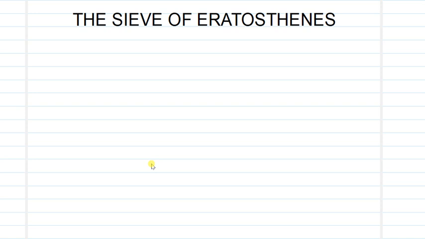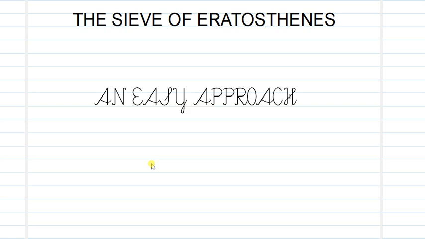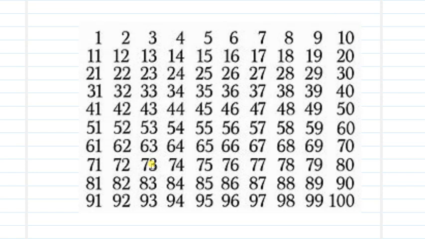So let us see how we can learn about the sieve of Eratosthenes, and also learn an easy approach to finding all the prime numbers. To start, let us take the numbers from 1 to 100. So we have a list of numbers from 1 to 100 here.